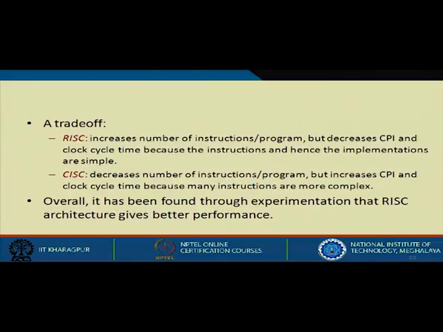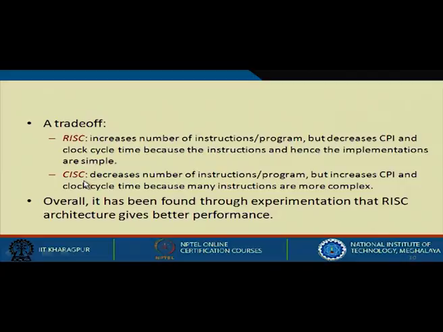So, what is the trade-off here? If you see a RISC machine, the number of instructions per program is more. So, it increases the number of instructions per program, but at the same time it decreases the CPI and the clock cycle time, because the instructions and hence the implementations are simple.